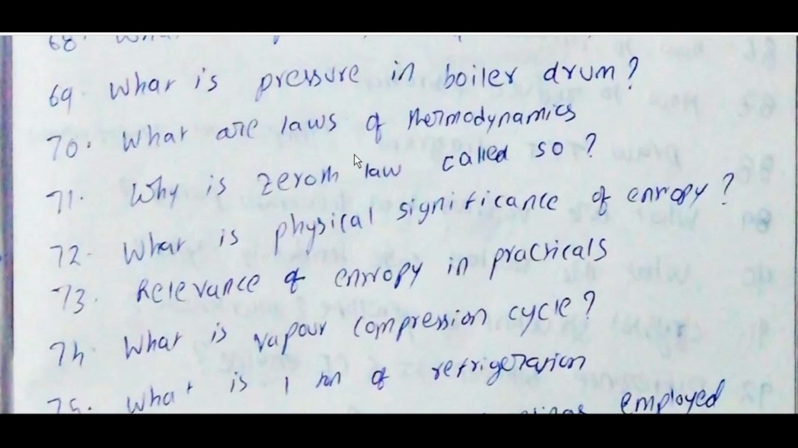What are the laws of thermodynamics? Zeroth law: if two systems are each in thermal equilibrium with a third system, they are in thermal equilibrium with each other. This law helps to define the concept of temperature. First law, also known as the law of conservation of energy, states that energy cannot be created or destroyed in an isolated system. ΔU = δQ − δW for a closed system. Cyclic integral of dQ equals cyclic integral of dW.